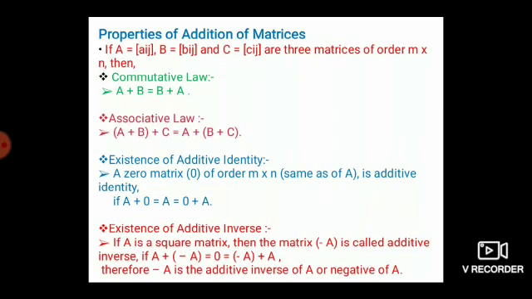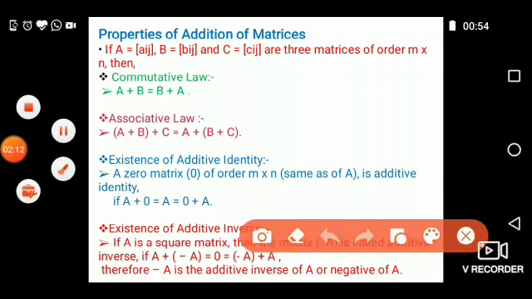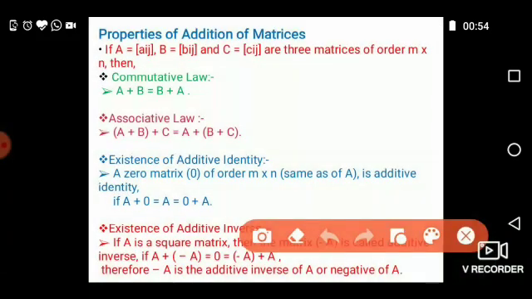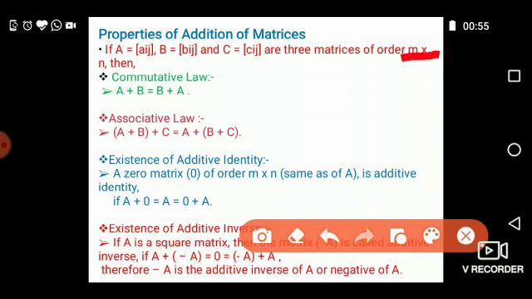Let me start with properties of addition of matrices. If capital A is equal to Aij, B is equal to Bij, and another matrix C is equal to Cij, where i and j stand for ith row and jth column, are three matrices of order m cross n. The order of the matrix is m cross n. Then we have the following laws.